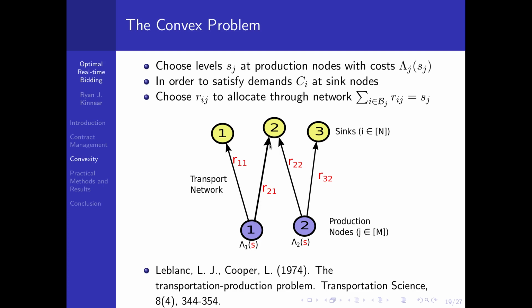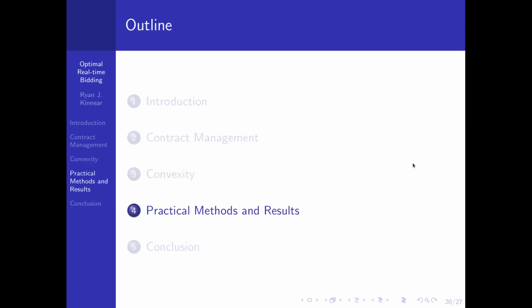And then you just solve a transportation problem on this network. Okay, so it's analogous to a transportation production problem, and it's convex. Okay, so now let's look at some practical results.